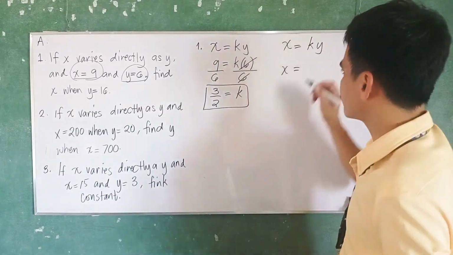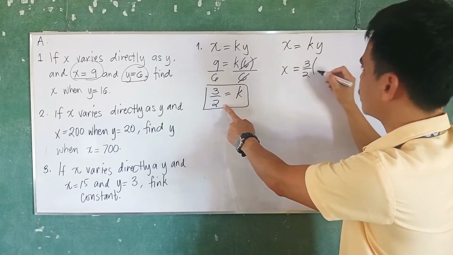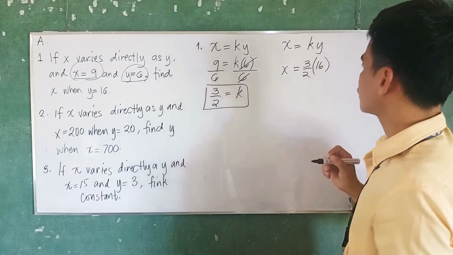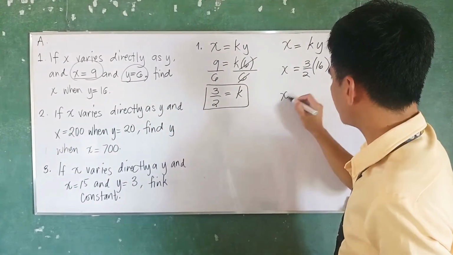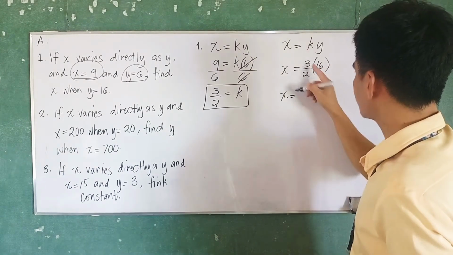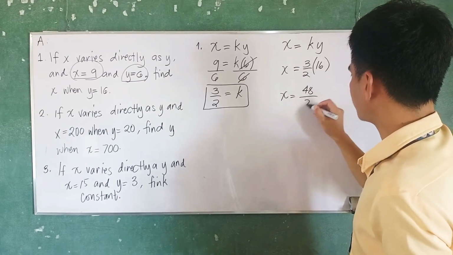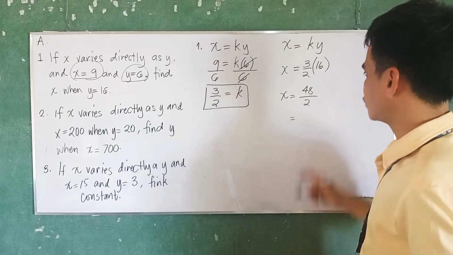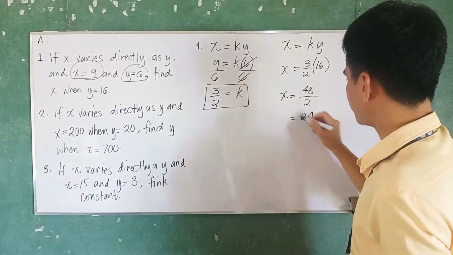So we have k equal to 3 halves, 3 over 2, and y for the second situation is 16. Okay? So we can now compute the value of x. So x is equal to, this is multiplication, guys, 3 multiplied by 16 is 48 over 2. Okay, so simplifying our answer, x is equal to 48 divided by 2. So we have 24.